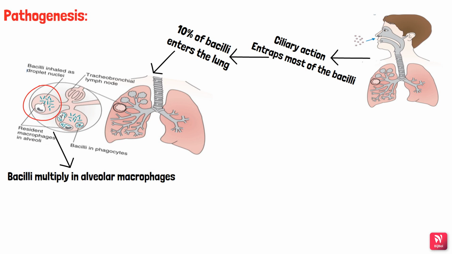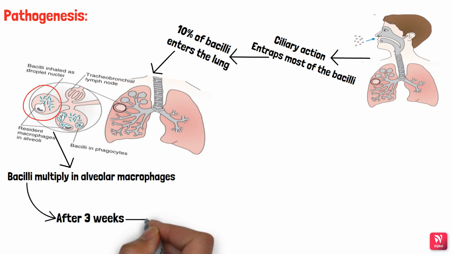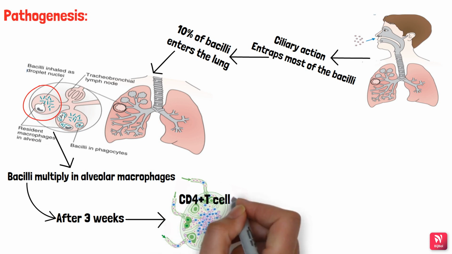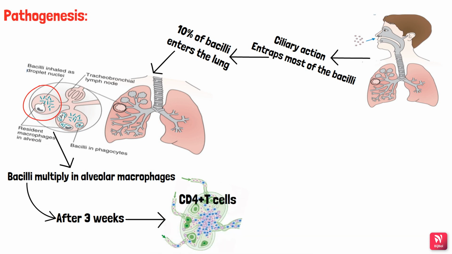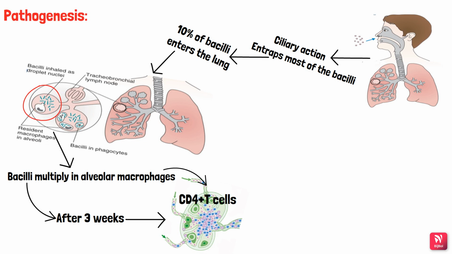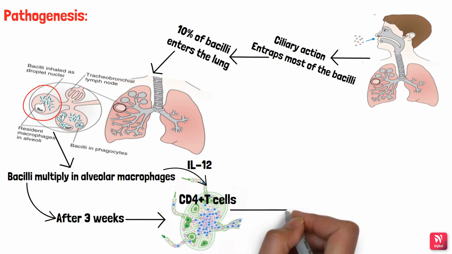Now, as the alveolar macrophages are not able to destroy these bacilli, after 3 weeks they will travel to the nearby lymph nodes. The nearby lymph nodes for the lungs are the hilar lymph nodes. In the lymph nodes there will be naive, that is inactive, CD4 plus T cells. The alveolar macrophages will present the bacilli to these inactive T cells. While doing so, they will also secrete a cytokine called interleukin 12, which helps in the activation of the T lymphocytes. Now these T cells will secrete another cytokine called interferon gamma.